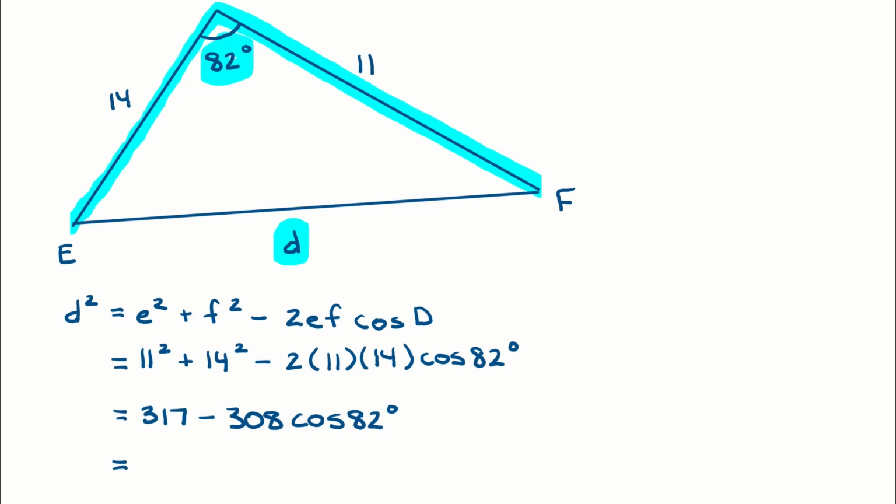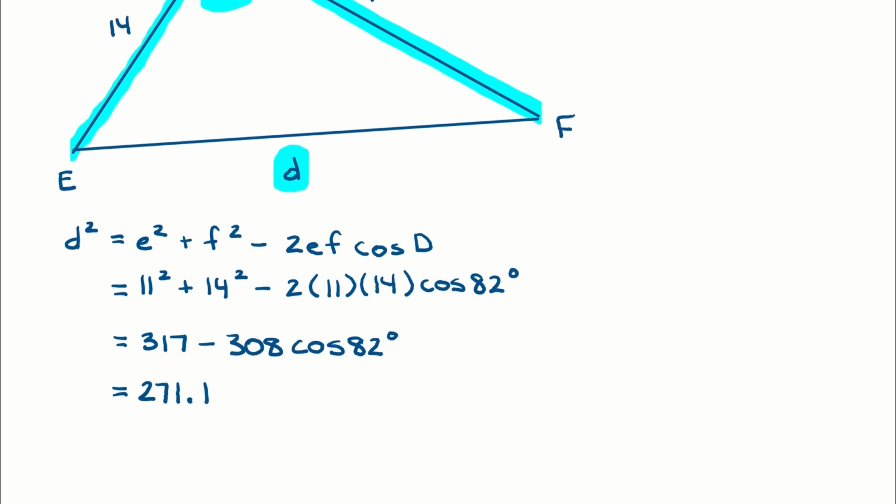Now this we can stick in our calculator all together. So we have 317 minus 308 cos of 82 degrees, which will give you an answer of 271.1. But remember, that is what d squared is equal to. So to find d, we need to take the square root of that number, which gives you a value of d is equal to approximately 16.5. And that is how you find a side with cos law.